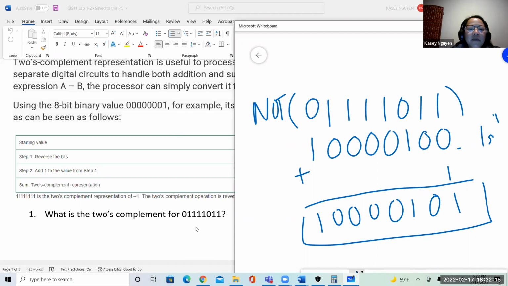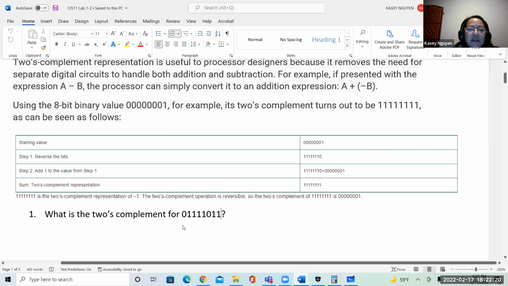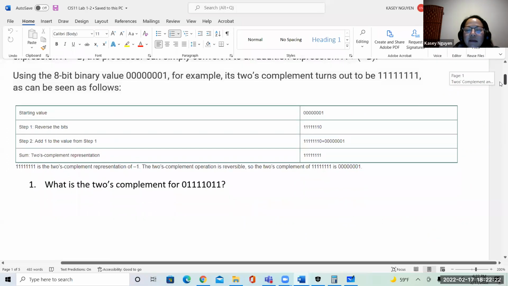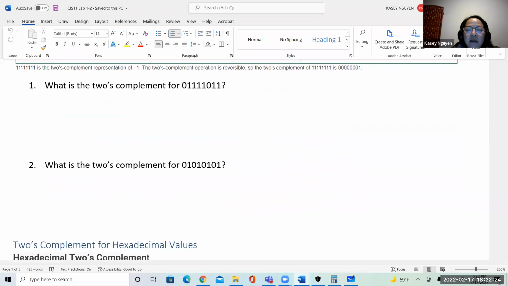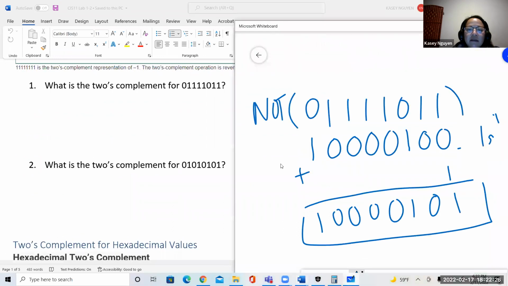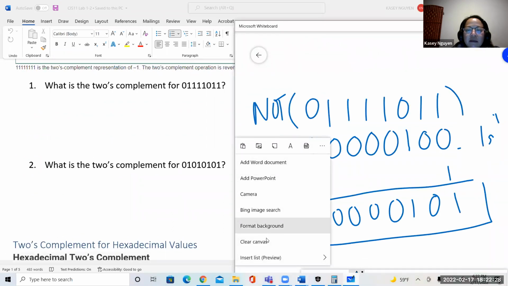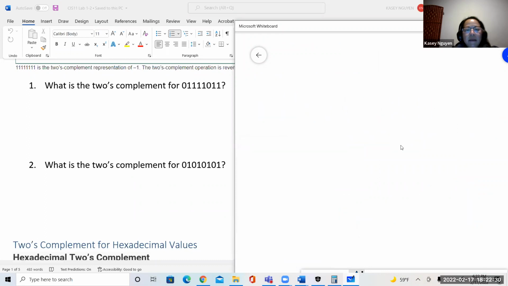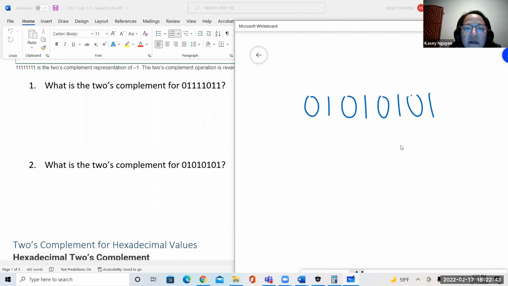Okay, so we addressed number 1 of our lab by using the 2's complement. I'm going to help you with the next one. So again, we have a binary value: 0, 1, 0, 1, 0, 1, 0, 1.